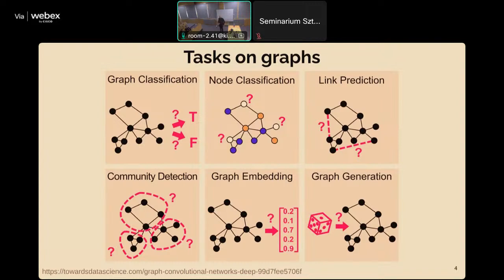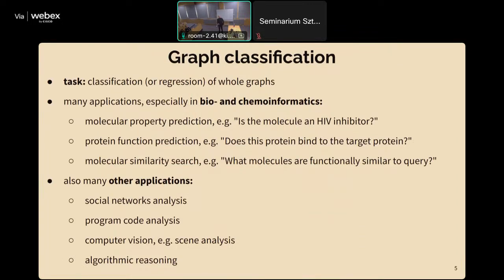So we have a lot of tasks on graphs, but I'm concerned here primarily about graph classification, where we want to do classification or regression on the whole graph. Especially because it's extremely important in bio and chemoinformatics in many, many different ways. For example, we often do molecular property prediction, where we want to predict, for example, is a molecule an HIV inhibitor? Is it soluble in water, in fat? Typically, in the drug design process, you have to solve this task of molecular property prediction like tens of times for different things. So we have a lot of those classification tasks there.